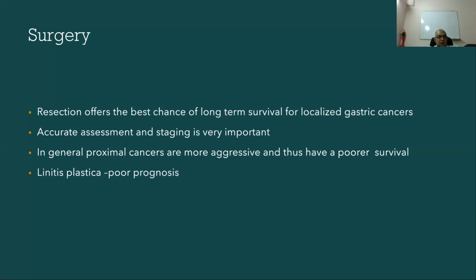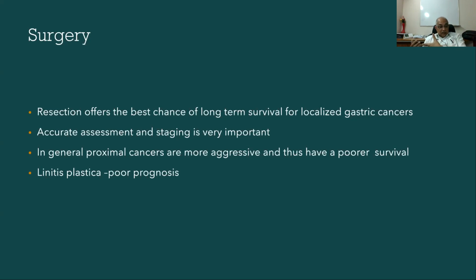As I already mentioned, resection offers the best chance of long-term survival for localized gastric cancers. Therefore, accurate assessment and staging of the cancers is very important. In general, tumors that are more proximal and involving the gastroesophageal junction tend to be much more aggressive, and stage for stage tend to have a poorer survival than those of distal malignancies.